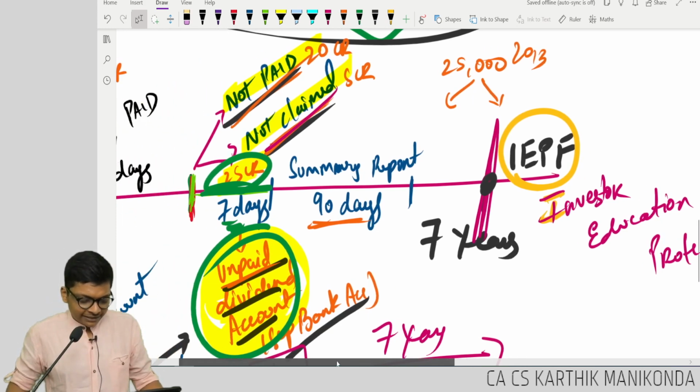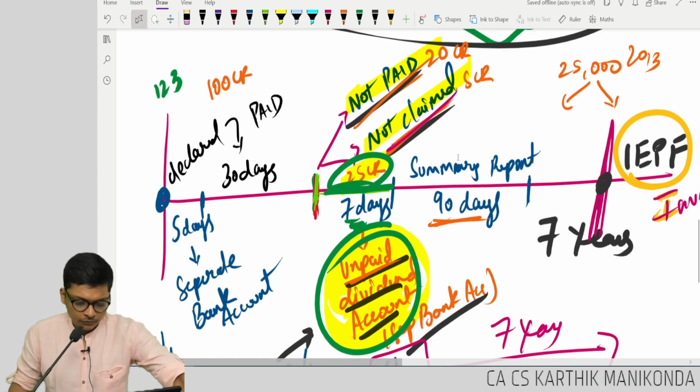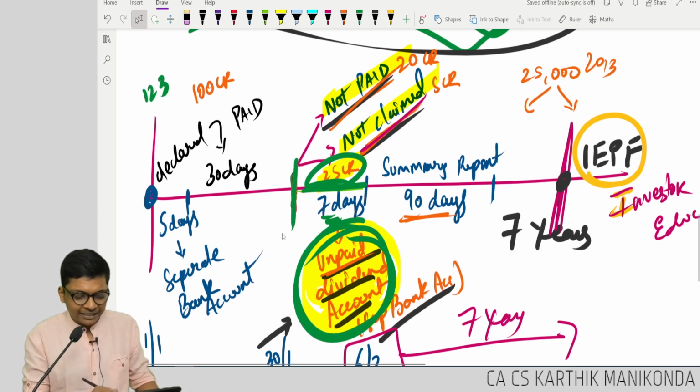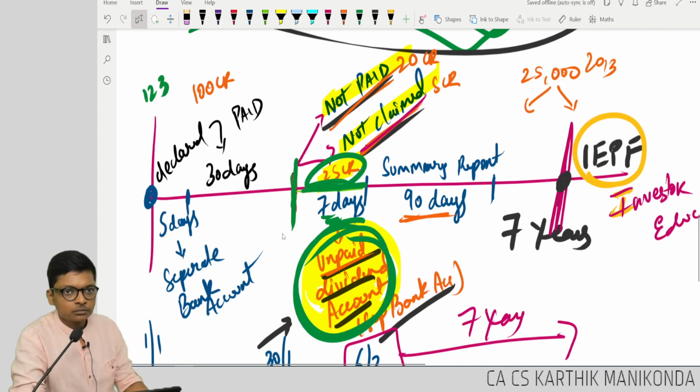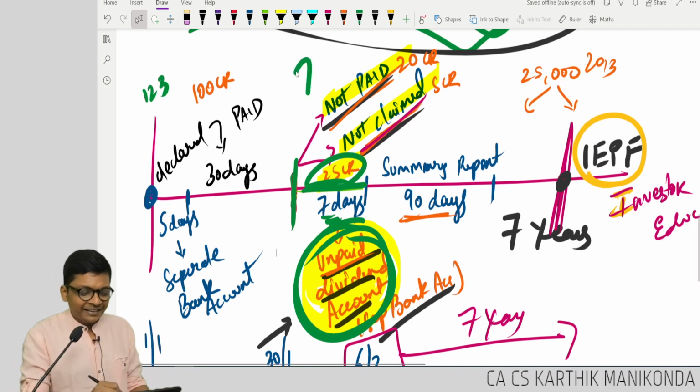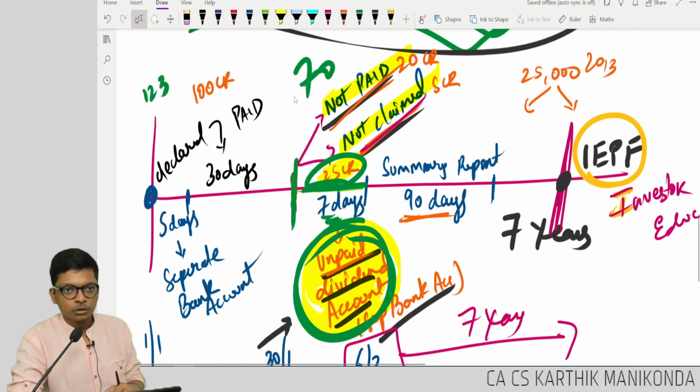We will come to that section later. Okay. You got the whole timeline, guys. Now, once dividend is declared, unpaid dividend account after 30 days, you have to transfer within 7 days. I am transferring after 70 days. Is it okay, guys? So if you transfer it late, what will happen?